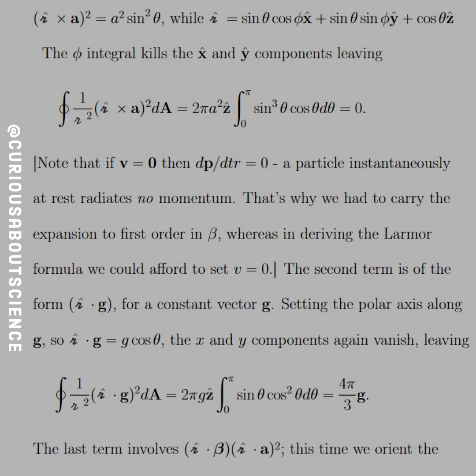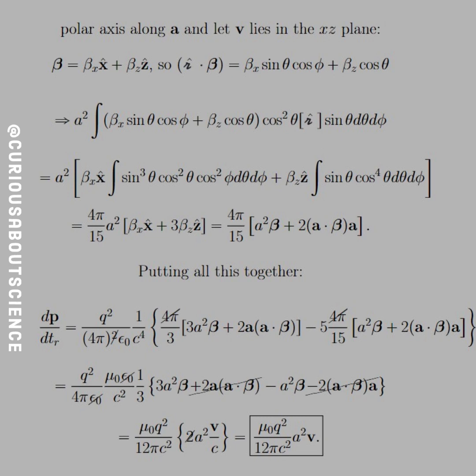Okay, and then the last term involves two things, script r dot beta and script r dot a squared. This time we orient the polar axis along a, and v lies along the xz plane. So we break down beta in terms of just two vector components, the x and z. So its dot product gives us beta x sine theta cosine phi, and beta z cosine theta. All right, makes sense based on what script r was. a squared comes out front, no big deal.